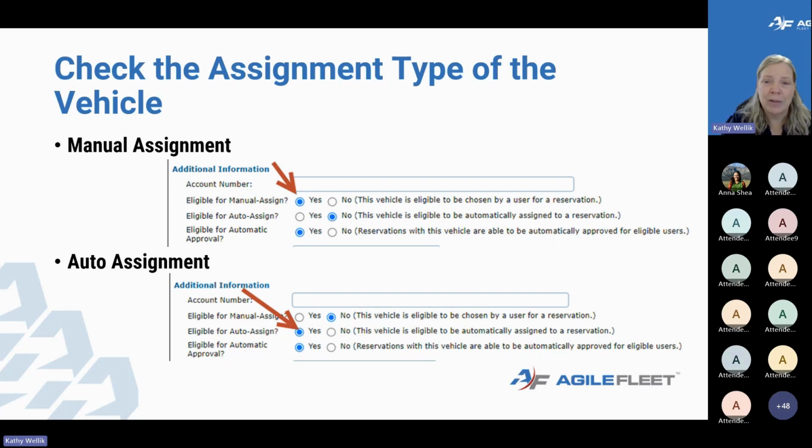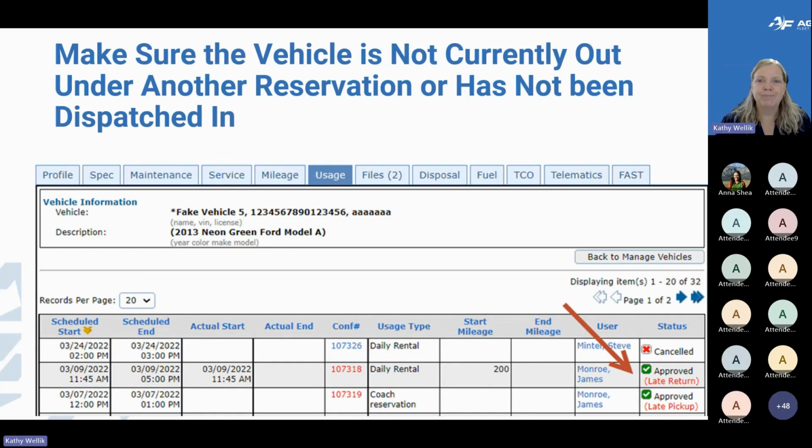And that helps keep them in one of those other types. Auto assignment is if the requester is trying to manually assign the vehicle, but the vehicle is set up for only auto assign, then the vehicle will not be available. So just a couple other little kudos there.